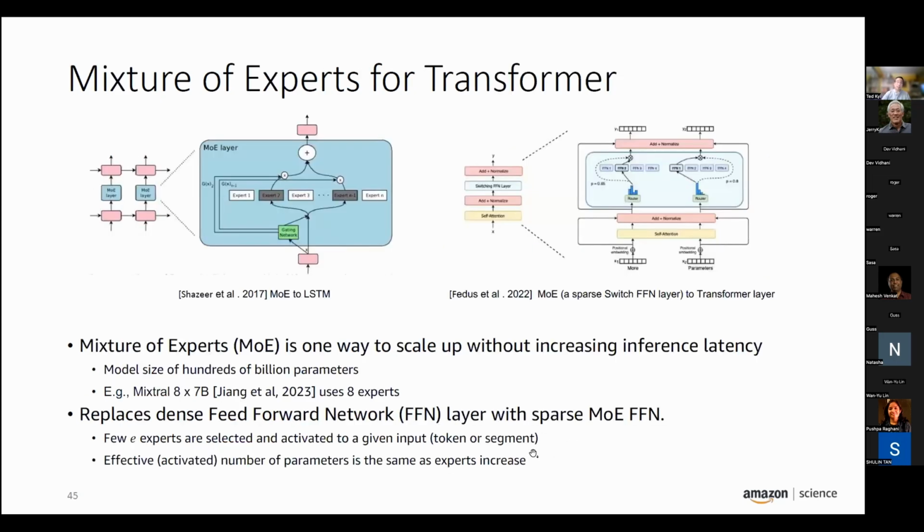So that's the attention part. Another thing you can do with the MLP part is you can have a bunch of MLPs, but only use a small number of them, one or two at any given time. Mixtral is probably the most well-known model that uses this, the mixture of experts.